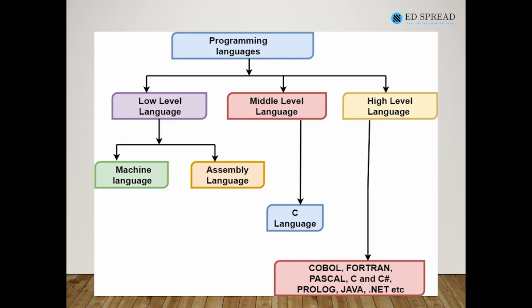Coming to the programming languages, right? You can divide the whole programming languages into three types: the low level language, middle level language, and the high level language. So before I get to these things, let me tell you about the history of how it started.